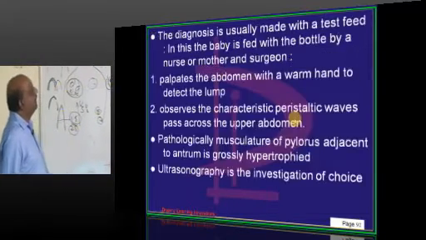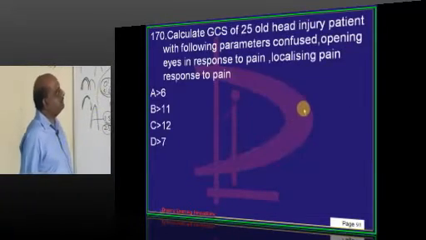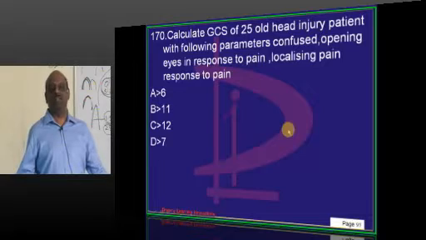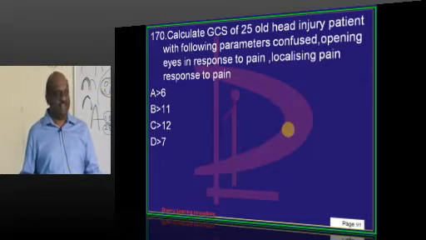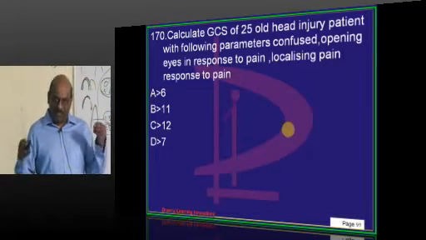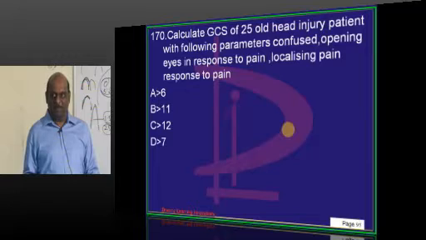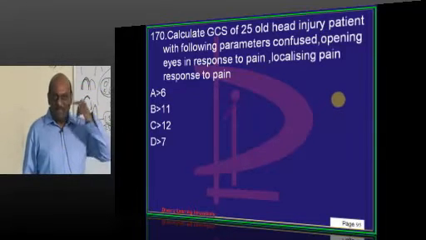Now, one Glasgow coma scale, at least one Ranson's criteria, we have to calculate in the exam hall. White paper chahiye kya? Ek bundle. Mental calculation.